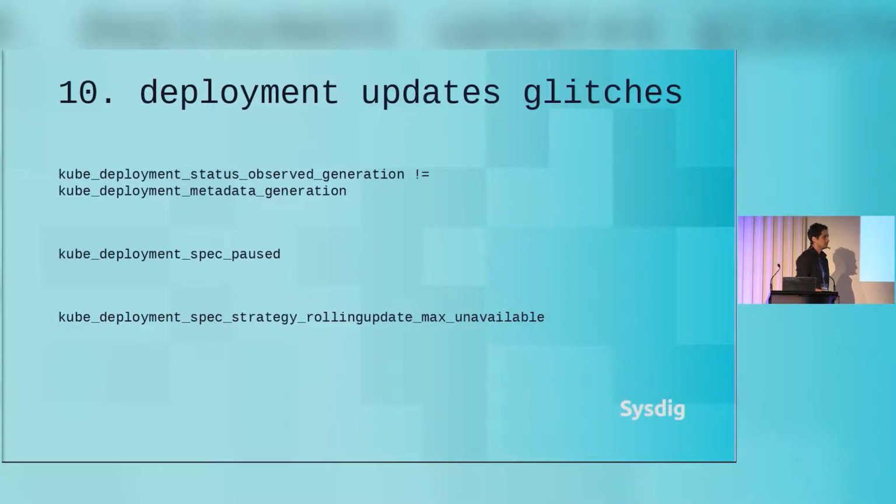Now, metric number 10. Update glitches. These are more advanced metrics, but sometimes you need to know the rolling update maximum available, and whether the spec has been paused. These are the metrics you can also monitor with Sysdig.